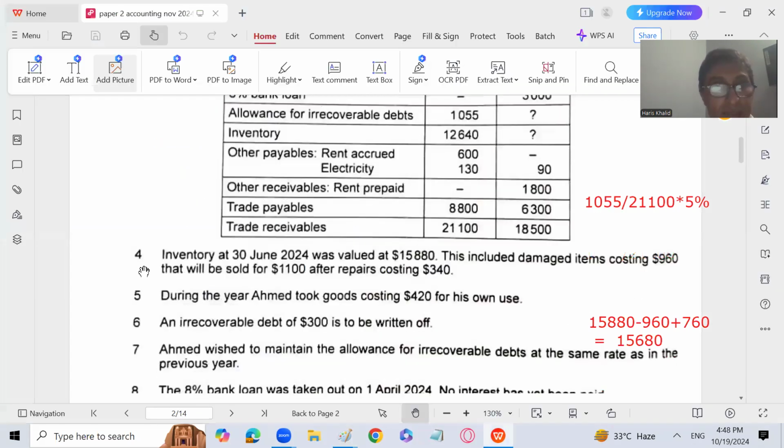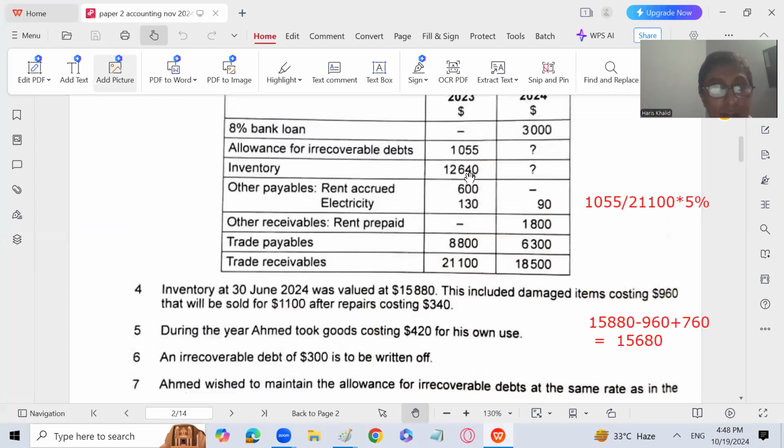So let's see the question. We need a provision of 910, and how much provision do we already have? That is 1055. It means that we have excess provision than required. So the provision is going to be decreased, rather than increased. By how much? By 145.